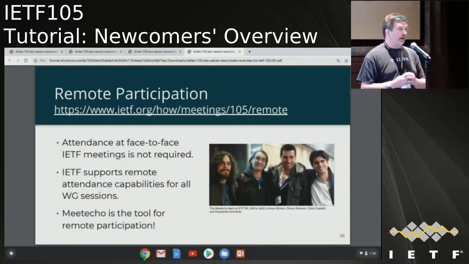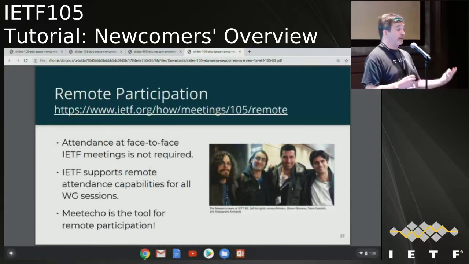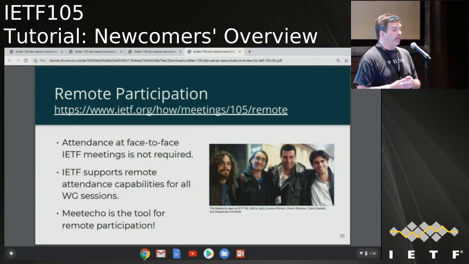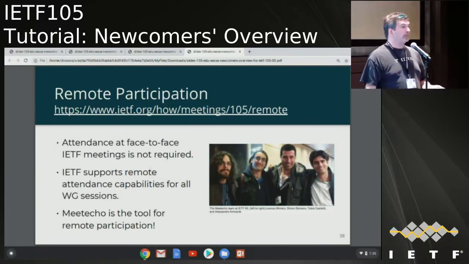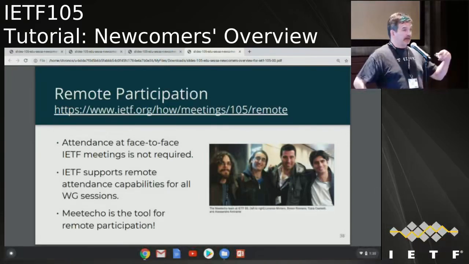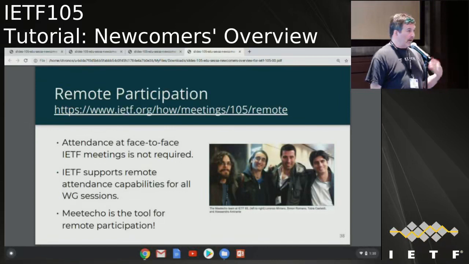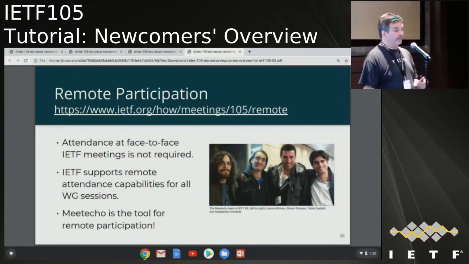Attendance is not required. The only time attendance is required is if you want to participate in or be selected for the nominating committee. We support remote attendance at all of the working group sessions. Many of the other sessions, like this tutorial and the side meetings, are not remotely available.